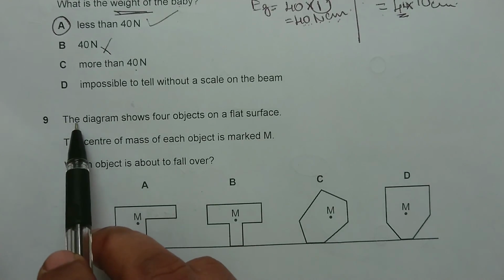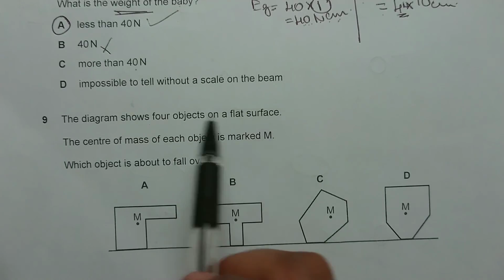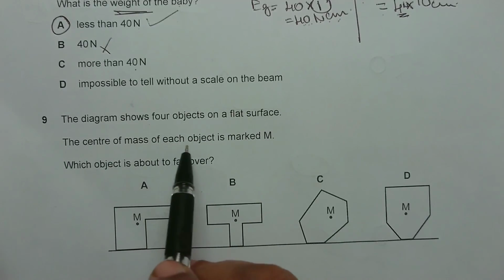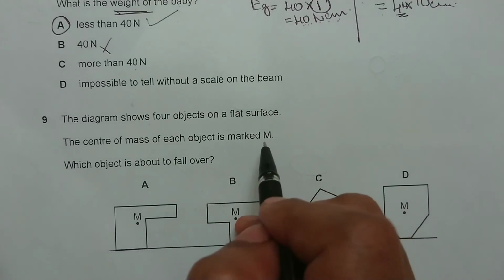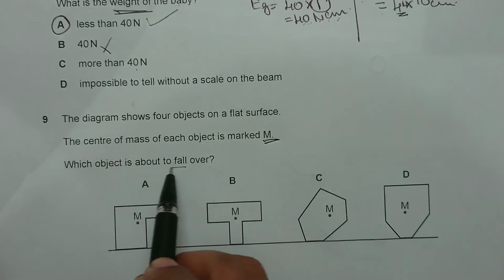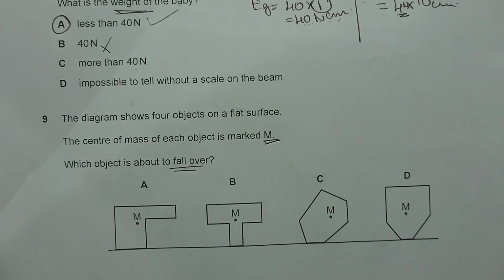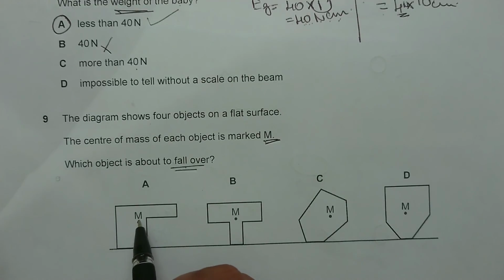Question 9. The diagram shows 4 objects on a flat surface. The center of mass of each object is marked as M. Which object is about to fall over? You have to say which one among the 4 options is going to fall. Okay, so M is given. This is the center of mass.